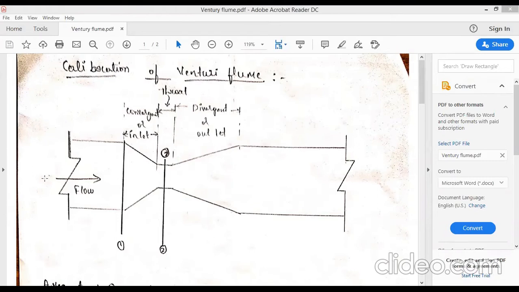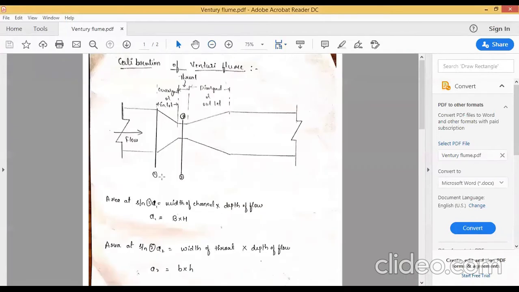And here, from this direction, water will flow. Water will flow from the channel and it reaches the convergent part, throat, then divergent part. So for this calculation, what we need is we have to calculate the Q actual and Q theoretical values. Before that, we have to find out the area at the inlet, means area at the convergent part and area at the throat.